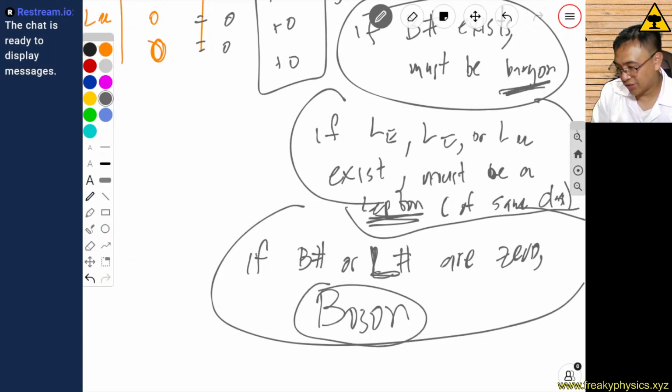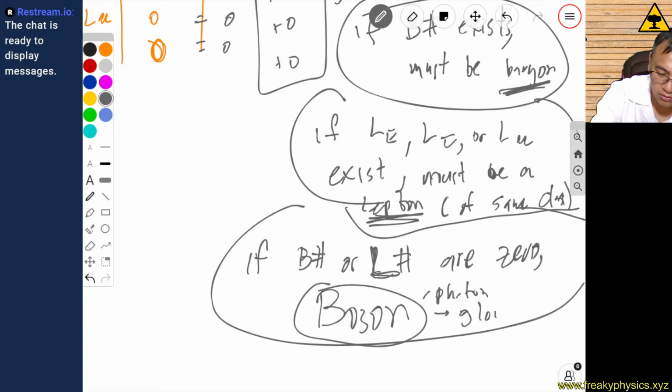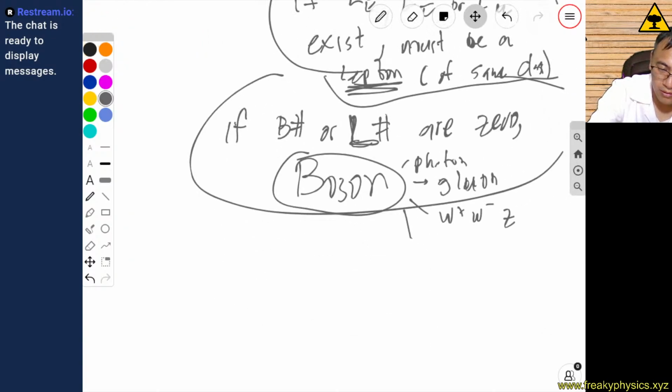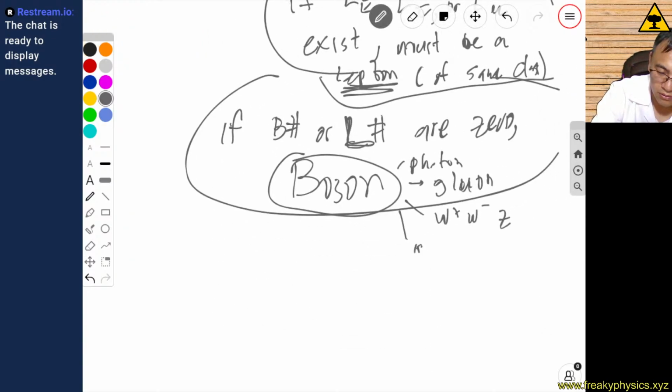And how many bosons do we know of right now? So the possibilities are this could be the photon. This could be the gluon. This would be the W plus, W minus, or Z. Could be the graviton. We haven't proved the graviton just yet. And then the fifth possible one is the Higgs boson.